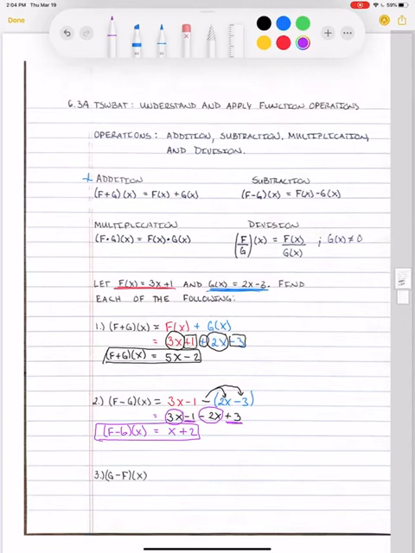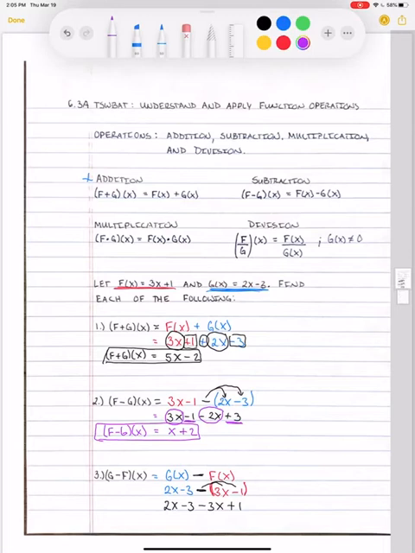Last but not least, I have to find (g - f)(x). Again, order matters. So I'm going to take g(x) and subtract f(x). g(x) is 2x minus 3 like it's always been, and we're subtracting f(x), which is 3x plus 1. Again, I have to subtract all of f(x), so I put it in parentheses and I'm going to distribute. I have 2x minus 3 minus 3x minus 1.